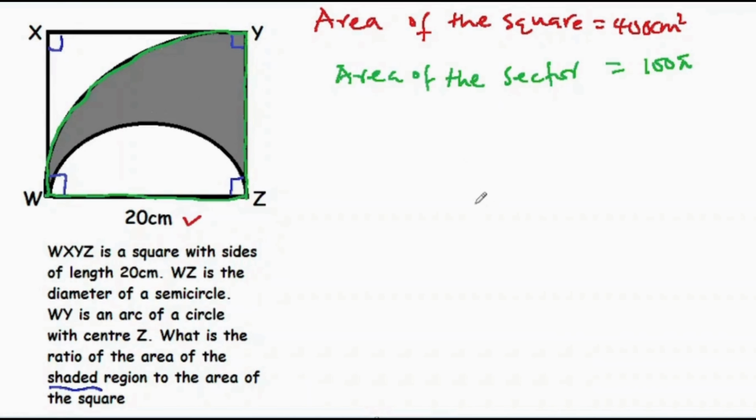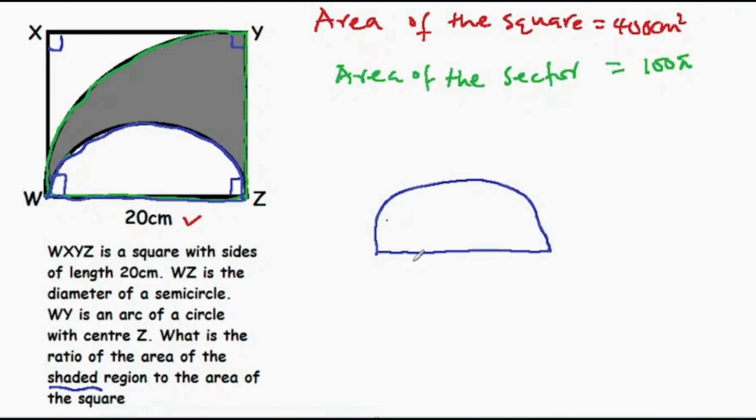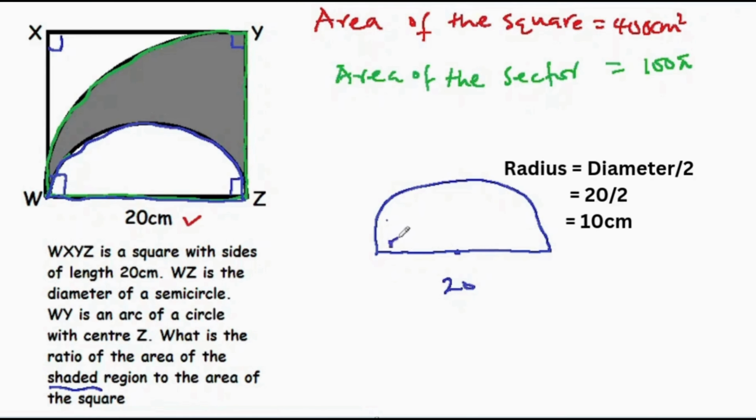Now we're going to proceed to find the area of the semicircle. The semicircle is very obvious. Follow my blue ink. So here is the semicircle. Just follow my blue ink. Alright, so we have that. Good. So the diameter of the semicircle is 20 centimeters. But we actually need the radius. So the radius is going to be 10. Diameter divided by 2 will give us radius.